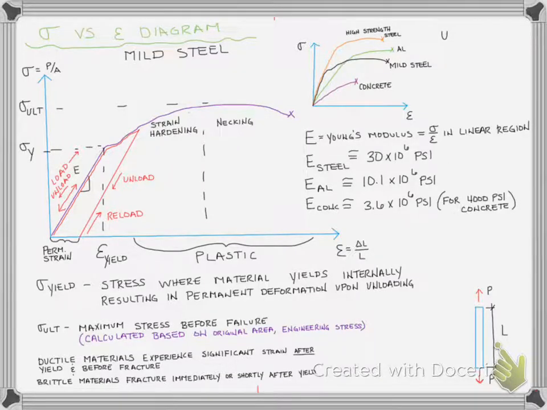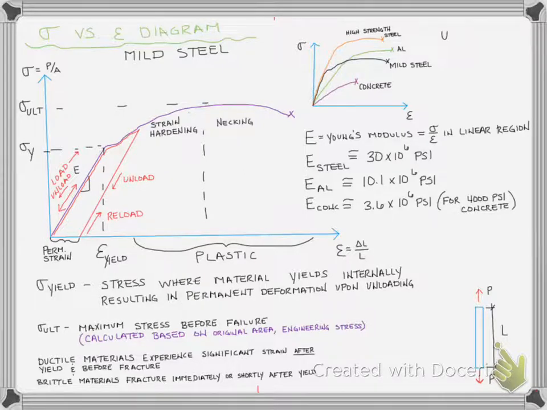Is it the aluminum? Because the aluminum just slightly has more strain than the mild steel, so the aluminum definitely fractures at the largest strain value. But is it the mild steel? Because the mild steel yields much earlier than the aluminum.